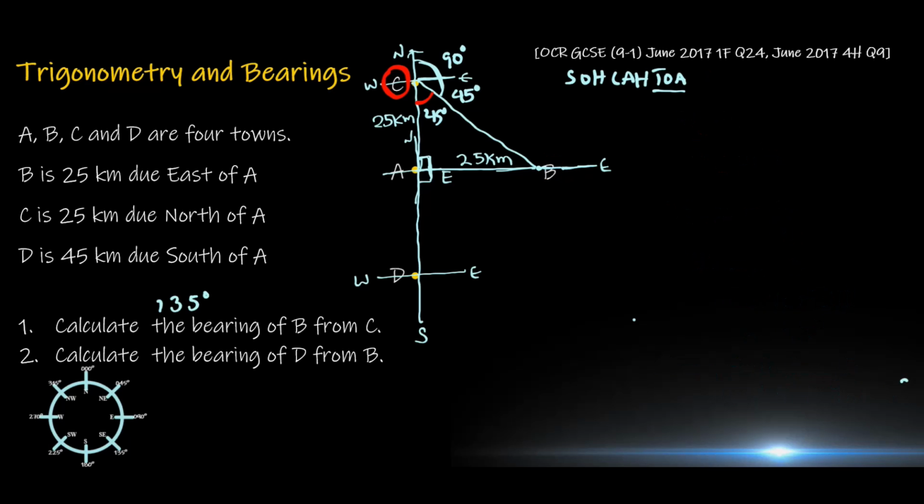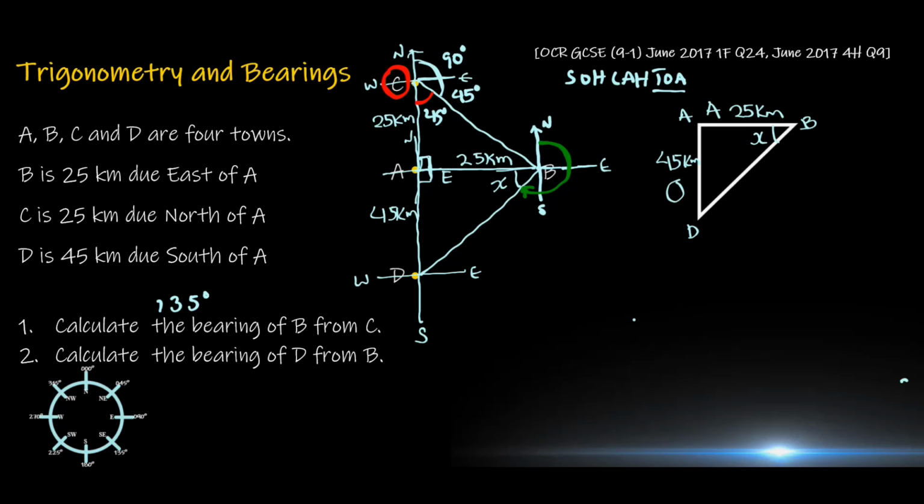In number 2, we're asked to calculate the bearing of D from B. So I'm going to put a north on B and a south. We need a line from D to B. So we're starting from B all the way to our line D. We need to calculate our angle ABD, so we'll put our X there. If I draw the triangle, this is what it will look like. We're given the opposite to X and the adjacent to X. So that's tan. Tan X equals opposite, which is 45, divided by the adjacent, which is 25. X is tan minus 1 of 45 divided by 25.